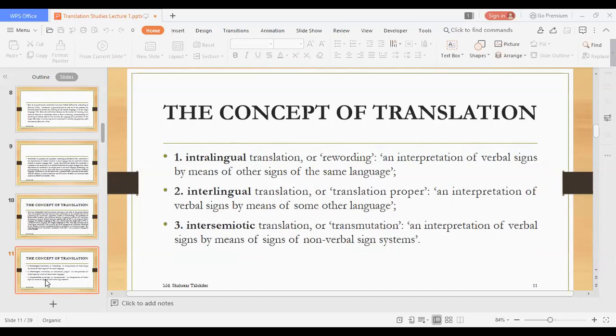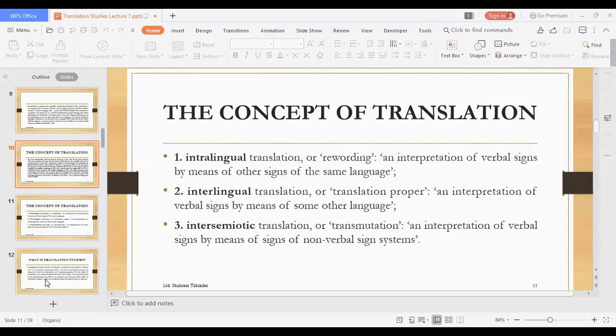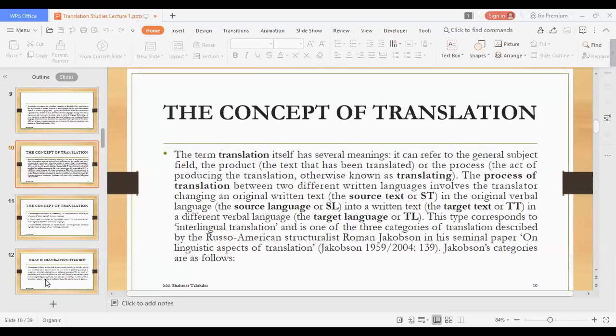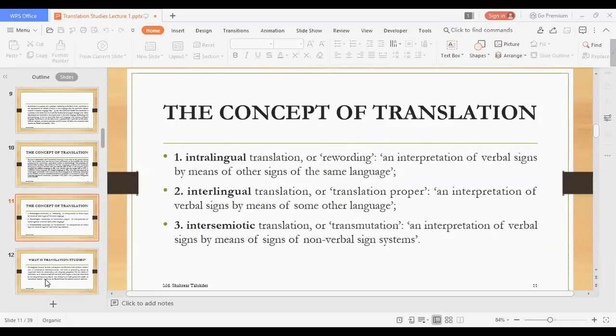Now, the concept of translation here, you see, Roman Jakobson, if I just go back to the previous slide, that is slide 10, here you see Jakobson categorizes translation in this way, and it has been taken from one of his very seminal papers, called On Linguistic Aspects of Translation, published in 1959. According to Roman Jakobson, intralingual translation means rewording. Re means again, that is a different way, and wording means to put it again in different words. So that is an interpretation of verbal signs by means of other signs of the same language.